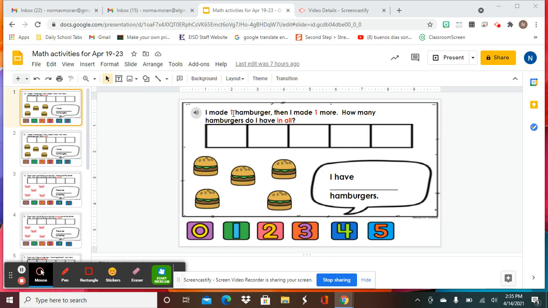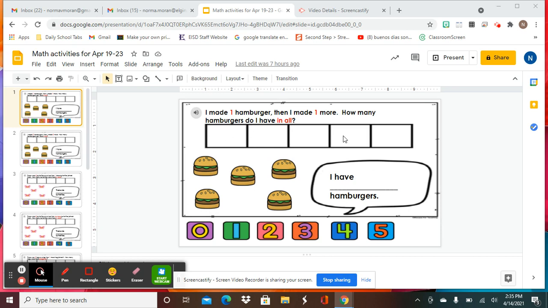I wrote in red the numbers that we're going to be adding. So we're going to be adding 1 and 1. And in all is also in red because how many do I have in all tells me that I have to add them or count them all together.